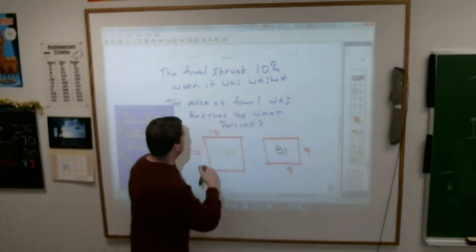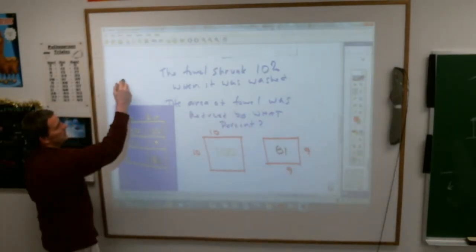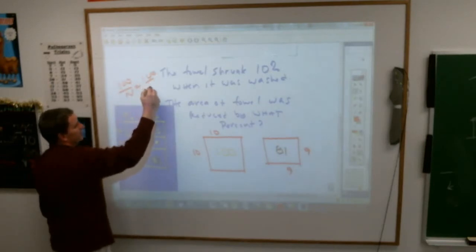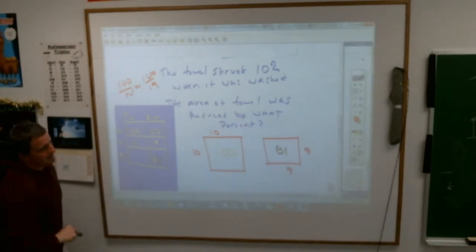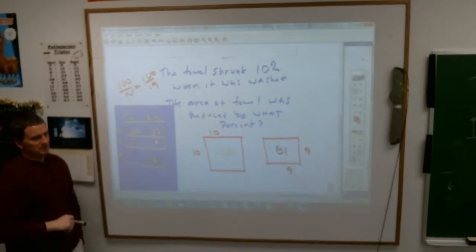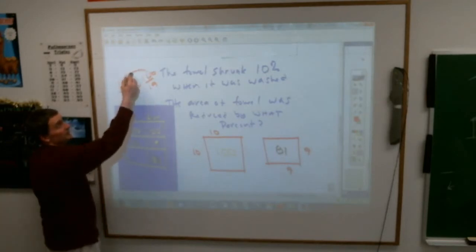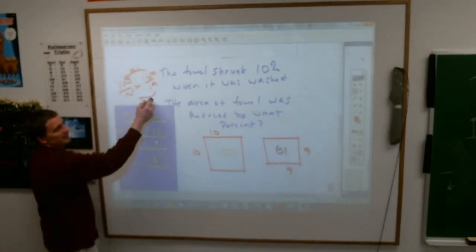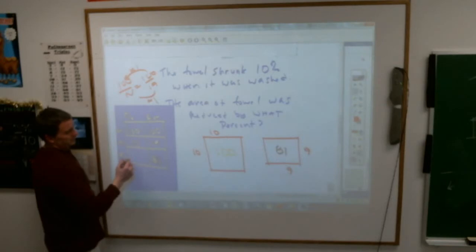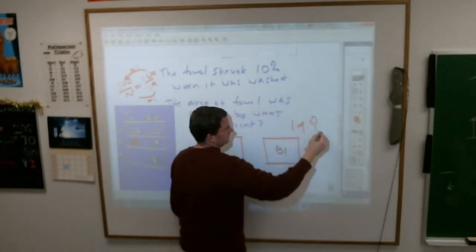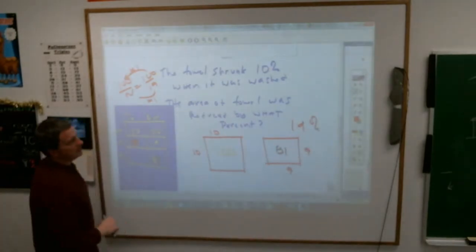What is my proportion, my ratio? 100 over n equals 100 over 19. Don't think too hard on this one. What number goes there? How do I go from 100 to 100? Multiply by 1. 19 times 1. This thing was reduced by 19%.